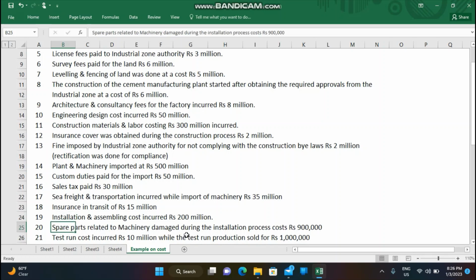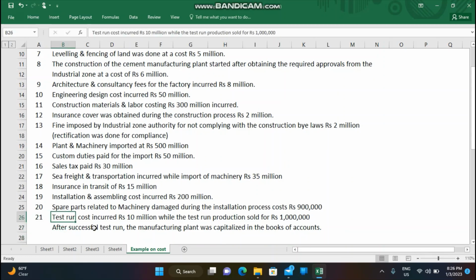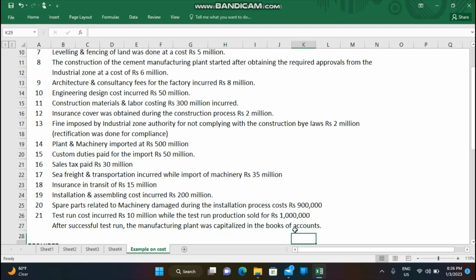Next is spare parts related to machinery damaged during the installation process, cost rupees 900,000. Test run cost incurred rupees 10 million, while the test run production sold for rupees 1 million. So in the end they did the test run, and they produced some samples which are sold in the market as well. After successful test run, the manufacturing plant was capitalized in the books of accounts.